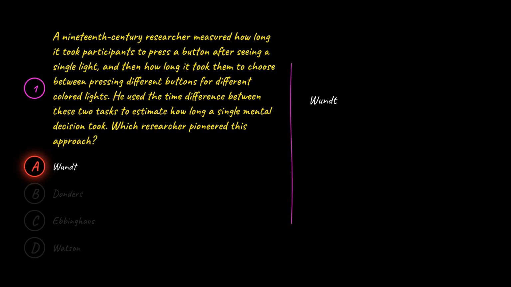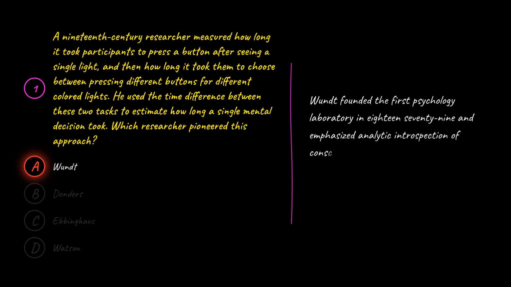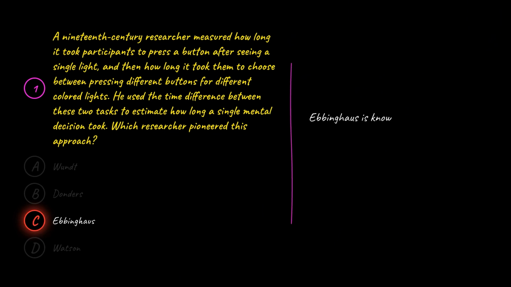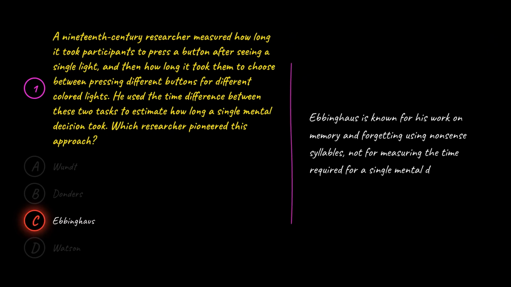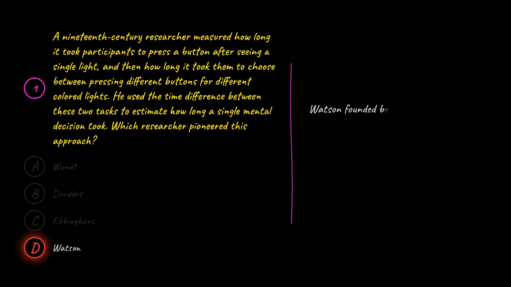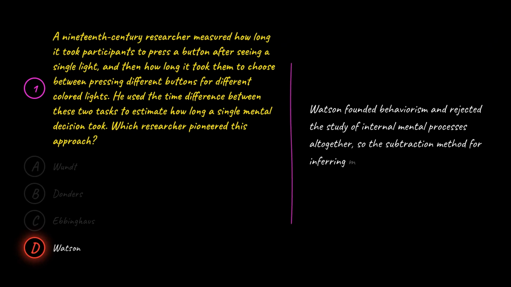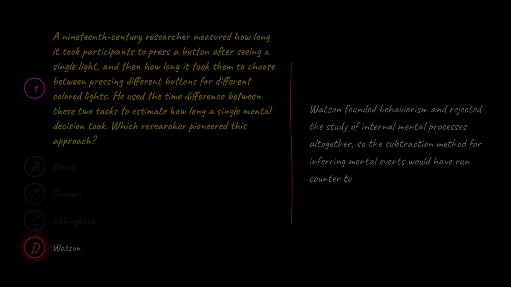A is wrong because Wundt founded the first psychology laboratory in 1879 and emphasized analytic introspection of conscious experience, but he did not design the subtraction method for measuring decision time. C is wrong because Ebbinghaus is known for his work on memory and forgetting using nonsense syllables, not for measuring the time required for a single mental decision. D is wrong because Watson founded behaviorism and rejected the study of internal mental processes altogether. So the subtraction method for inferring mental events would have run counter to his approach.